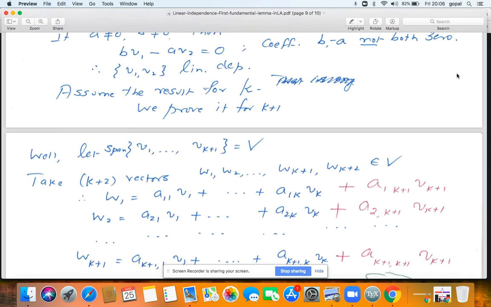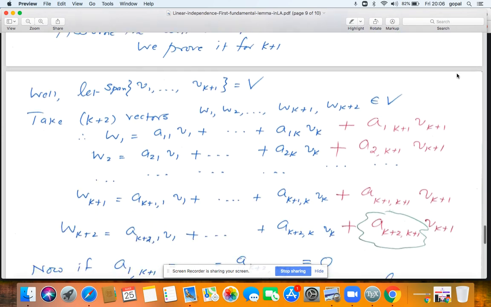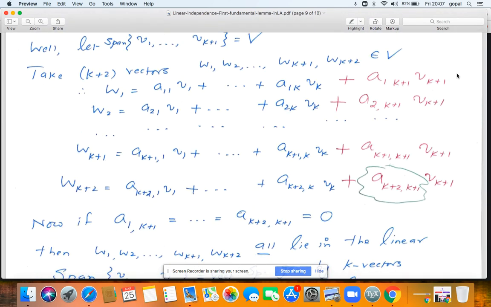Each of these w's is a linear combination of the v's. How many v's are there? K plus 1 v's. Which are they? v1, v2, vk and vk plus 1. So w1 is a11 v1 plus dot dot dot plus a1k vk plus a1k plus 1 vk plus 1. So now I have written it deliberately the last vector in red. a1k plus 1 vk plus 1.